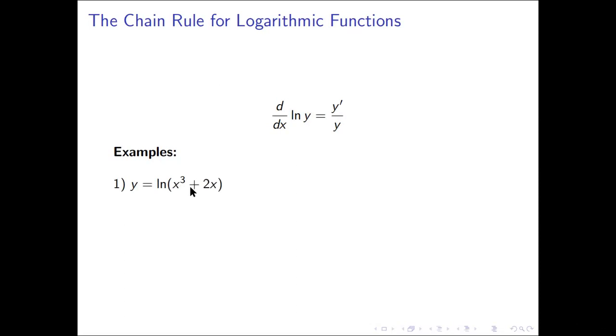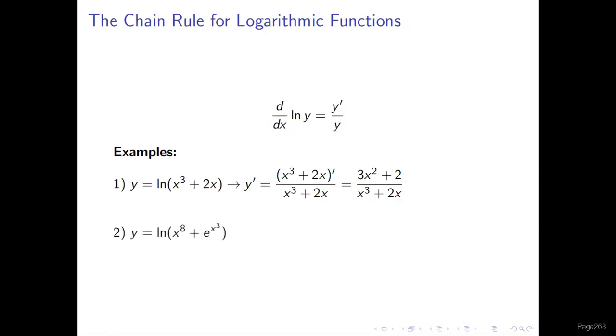Derivative of ln of the quantity x cubed plus 2x. So you differentiate first the expression inside the ln, denoted by this symbol, all over that expression. Differentiating that expression, you get 3x squared plus 2, and then all over x cubed plus 2x. And no further simplification can be done. So that's the final answer.